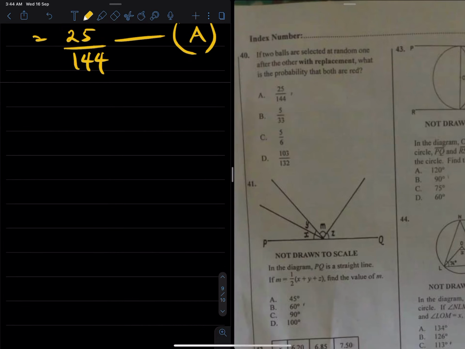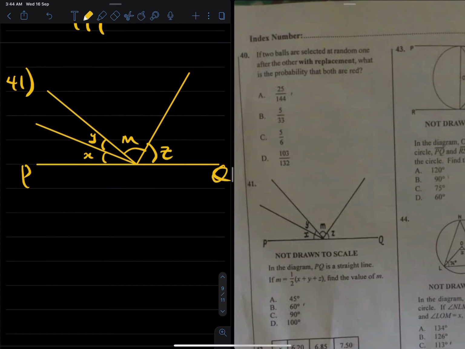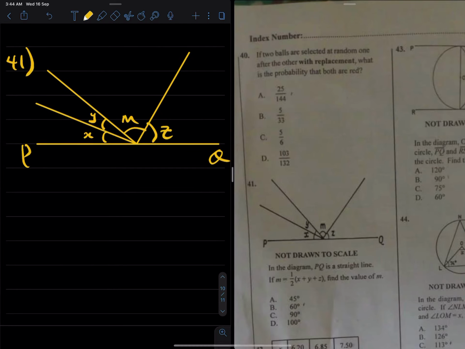And straight we go to the next, 41. We have a diagram there. This is supposed to be a piece of cake, and then there's another line here. So this is X, this is Y, this is M, and this is Z. This straight line is PQ. Now, in the diagram, PQ is a straight line. If M is half X plus Y plus Z, find the value of M.